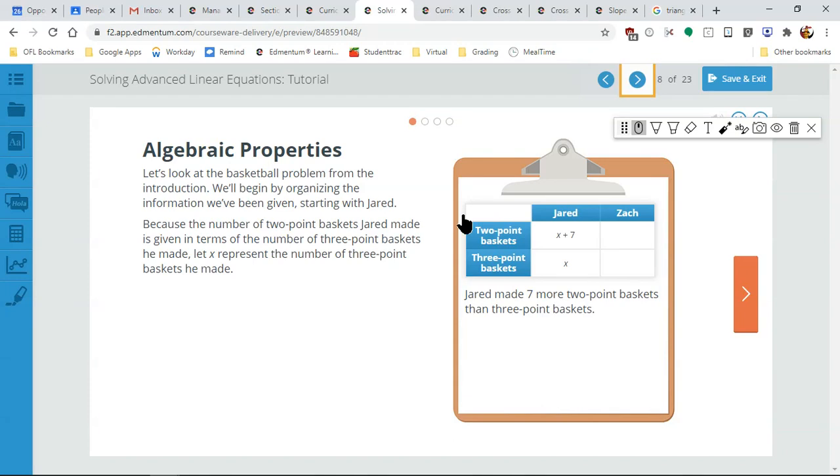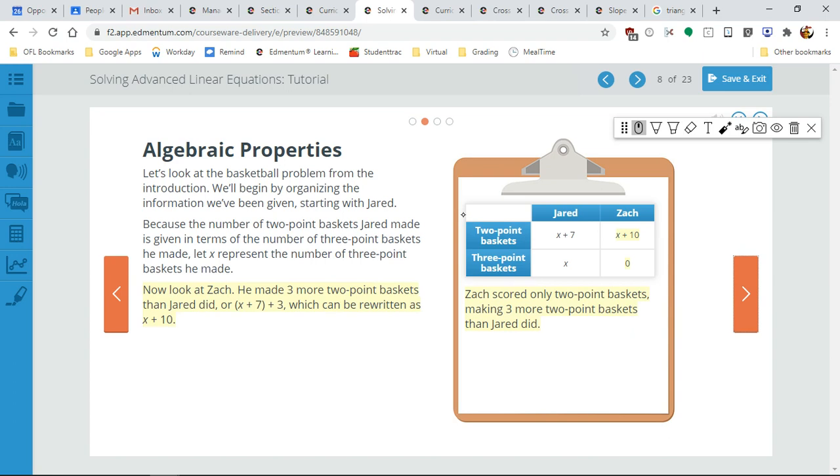So here, what they're doing is breaking it up into a nice little chart, which I should have done because you saw how I struggled to write all of that down. They're writing Jared's. How many 3-point baskets? So 3 points. They did it a little bit backwards from me. Actually, no, that's what I did. And then for Zach, he scored 0 3-pointers.